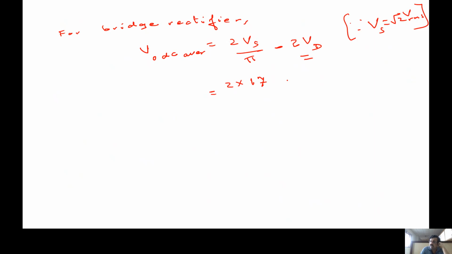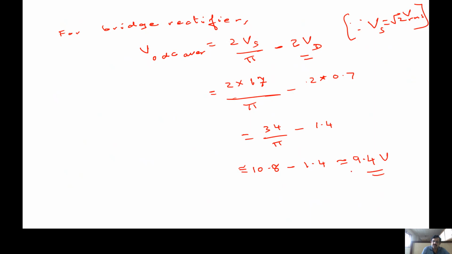That will be root 2 Vrms, that will be 17 volt, divided by pi, minus 2 into 0.7, that will be 1.4. So 34 by pi minus 1.4. I told you 34 divided by pi will be equivalent to 10.8, 10.8 minus 1.4. So approximately that will be equivalent to 9.4 volt.